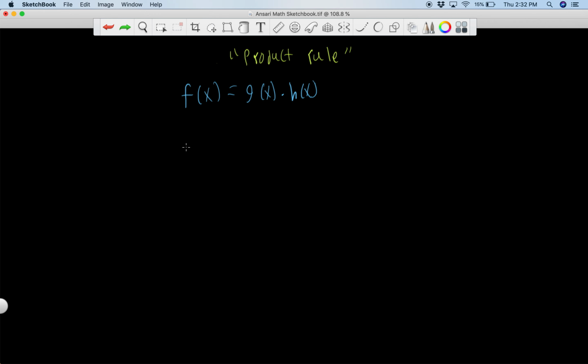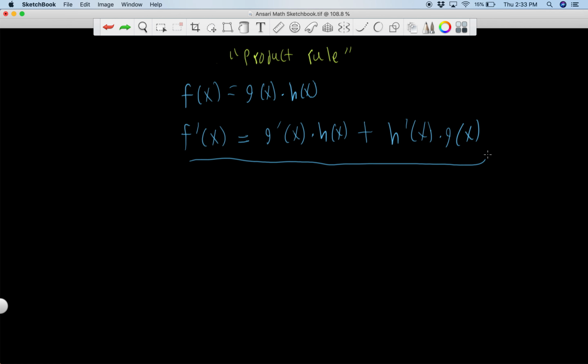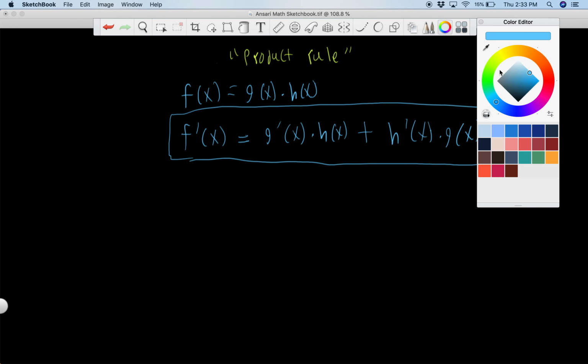So if you want to figure out f prime of x, the formula for that is g prime of x times h of x. So we take the derivative of g of x alone, multiply that by h of x, and then it's plus h prime of x times g of x. So now we take the derivative of h of x and multiply that by just the regular function g of x. And this right here is called the derivative product rule. Now let's do an example to make this much more concrete.